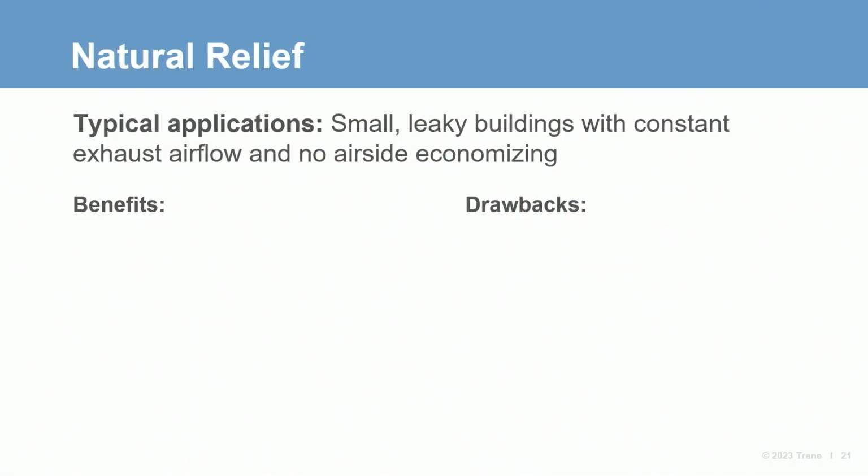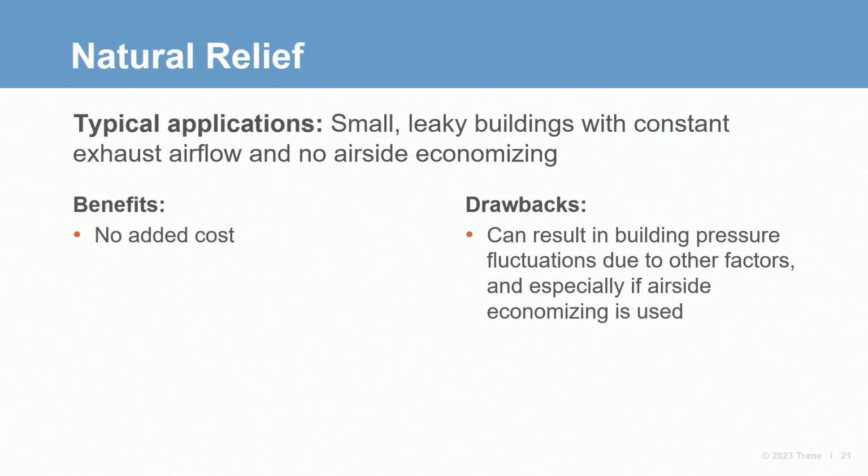Natural relief may prevent excessively positive pressure in small, less tightly constructed buildings, especially if they have constant local exhaust fan operation and no airside economizer. The obvious benefit is no added cost for components or controls. However, the building may still experience fluctuations in pressure due to some of the other influences we mentioned, and especially if an airside economizer is used. Buildings constructed with tighter envelopes might not offer adequate natural relief and could then be overly pressurized most of the time.